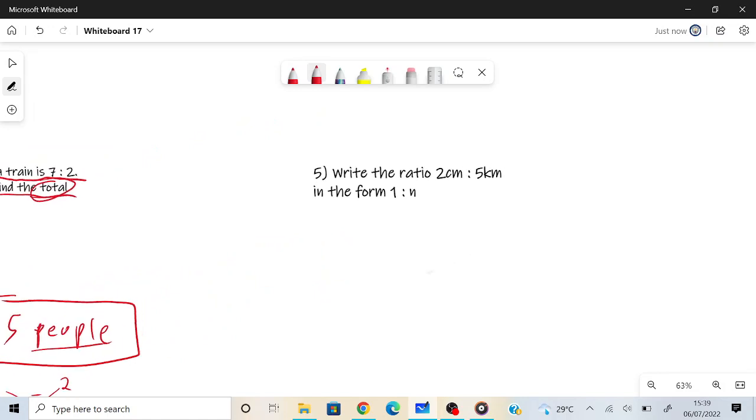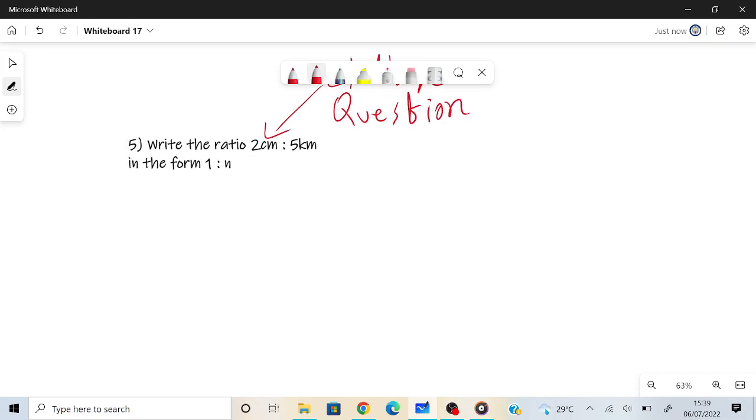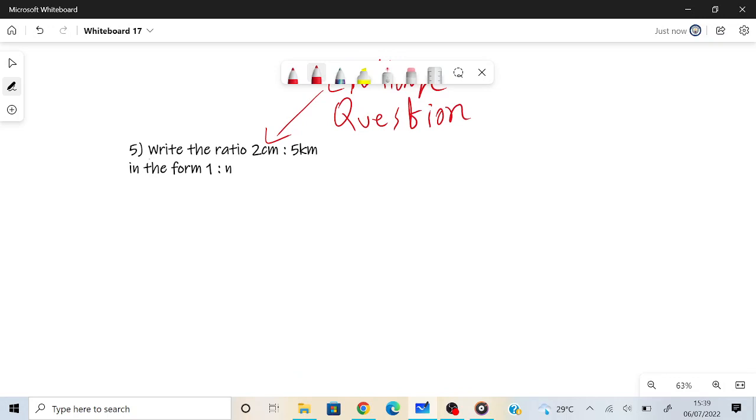So on to the final example for this video, and this is a challenge question. So please do pause the video and have a go at this by yourself, and then resume the video to see if you're correct or incorrect. If you are incorrect, please take note of your mistake. So let's go. It says, write the ratio 2 centimeters to 5 kilometers in the form 1 to n.